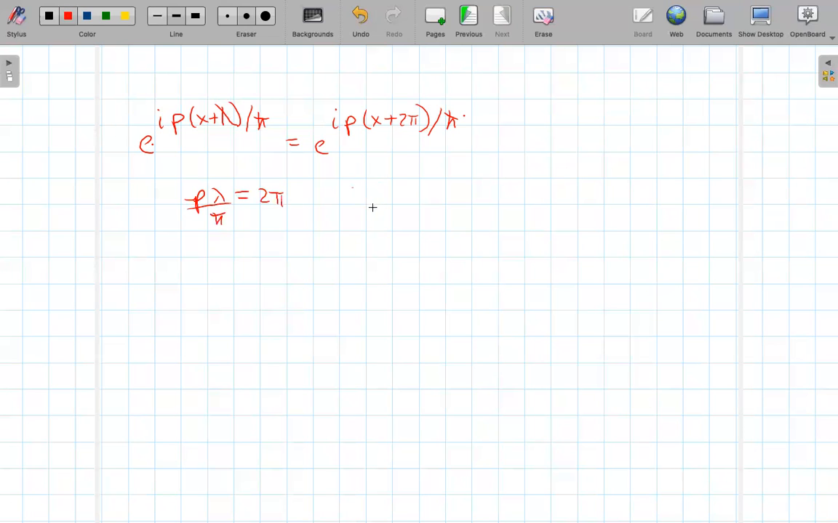Which means then that the wavelength must be equal to h, the h bar? No, just h divided by p, because remember that h bar is equal to h divided by 2 pi. So I'm just taking out the 2 pi from there.